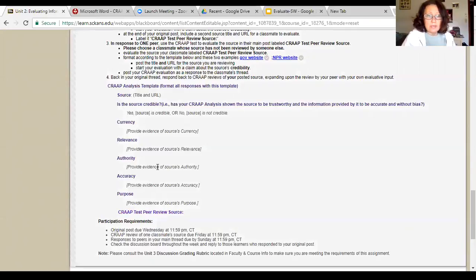So I hope that makes sense. You'll be doing two. You have two sources and two analyses, one that you do on your own, and one that you do for someone else on the other source they posted. And of course, original posts are due on Wednesday, then reviewing one is due by Friday, and commenting on each other's reviews will be due by Sunday.